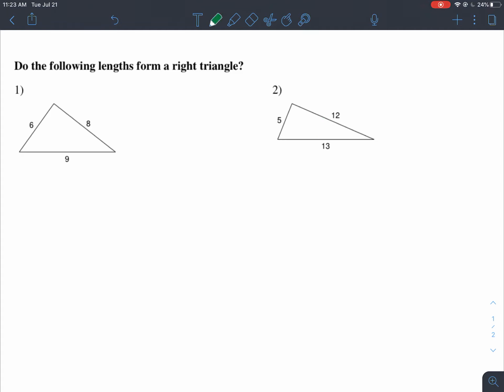Just from looking at the numbers and the side lengths, I know that number 1 is no and number 2 is yes. There's a reason for this, and it's not just because I'm the one that is doing the problems and making this video. Now we can prove this by using the Pythagorean Theorem, which is a relationship that was found by the mathematician Pythagoras that relates three sides of a triangle to each other.